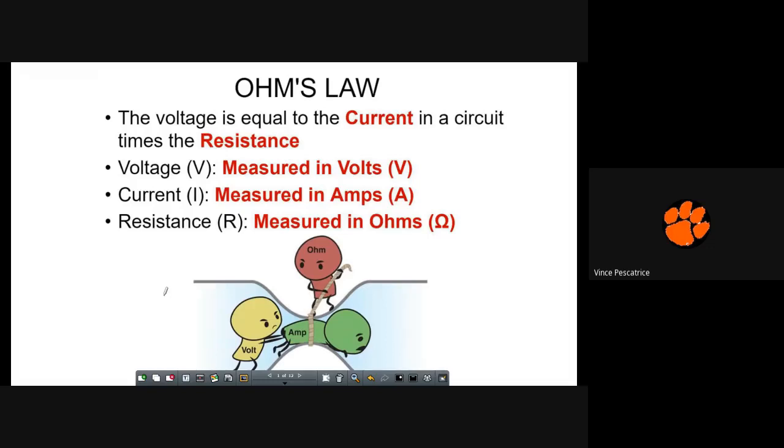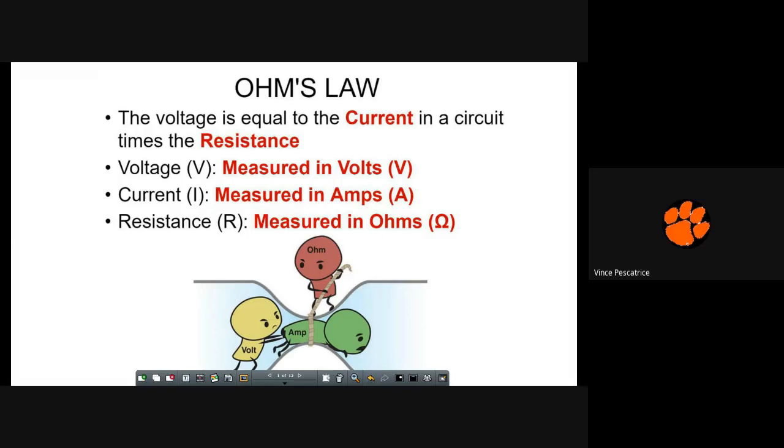Okay, so we're going to be going over Ohm's law today and how to calculate it. On this first slide, we have the basic relationships between each component of Ohm's law and what it means and what those units are. So just to quickly run through this, Ohm's law states that the voltage is equal to the current times the resistance. So the current multiplied by the resistance.